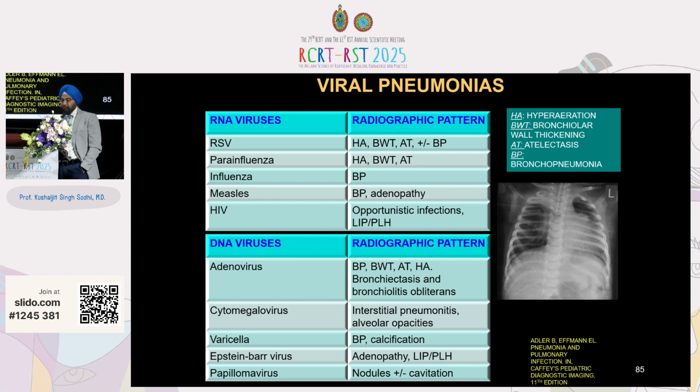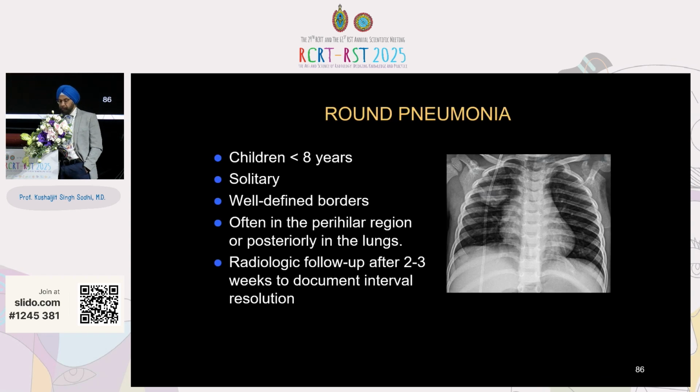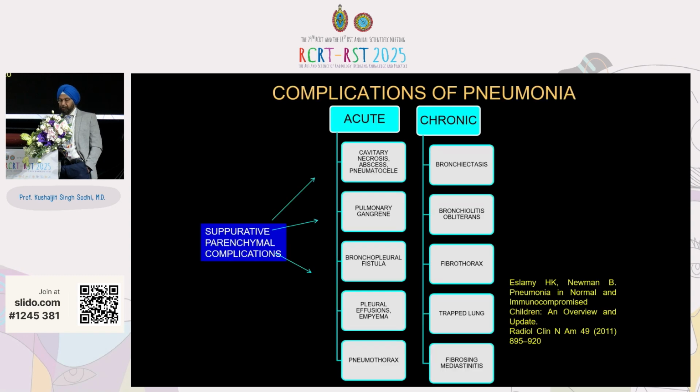Again, there is a long list of viral pneumonias in a child, which can range from influenza, parainfluenza, RSV, to adenovirus. By and large, they cause hyperinflation and consolidations to various degrees and resolve on their own. There are some specific entities which I'm going to show you some examples of. One is round pneumonia, typically seen in children less than 8 years: solitary, well-defined borders, perihilar location, rounded in appearance, and after a course of antibiotics and follow-up at 3 weeks, they just disappear, right?